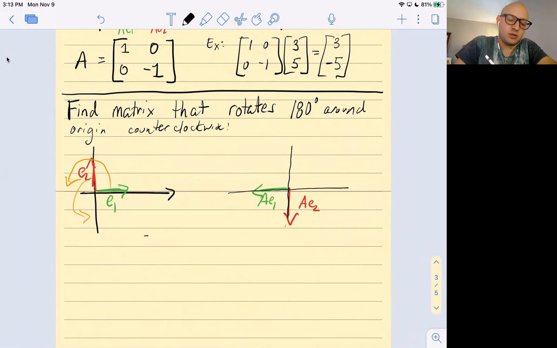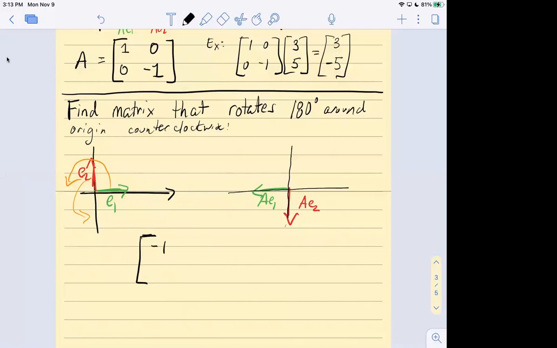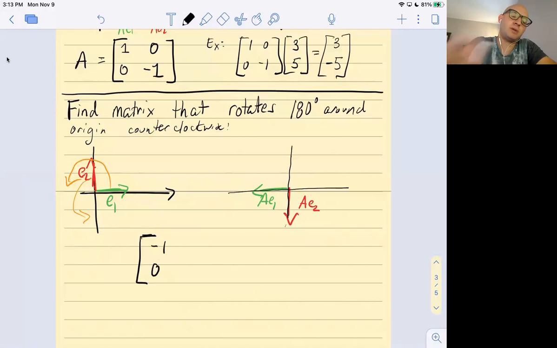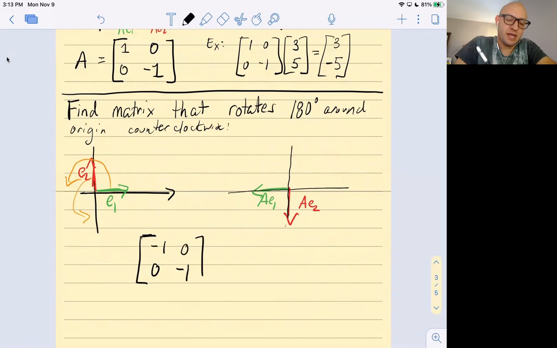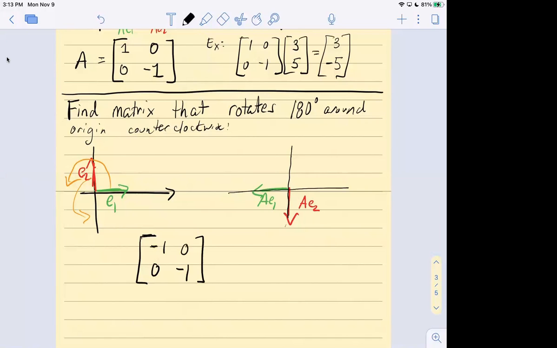Perfect. So what are the coordinates of what happens? The new green arrow, what are those coordinates? -1, and then under it's 0. Perfect. And what about the red one? 0 is on top, and then -1 is on the bottom. Perfect. And look at what matrix we have. Does this look like a familiar matrix? Yes. Which matrix does it remind you of?